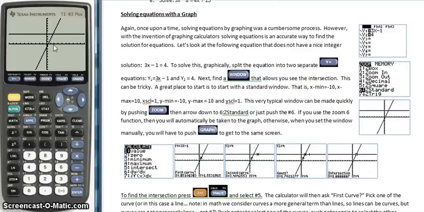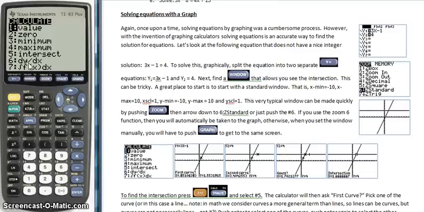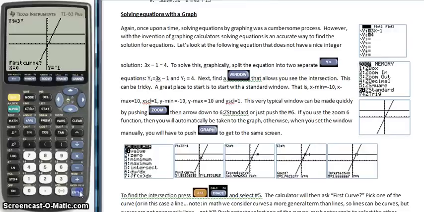but to find it exactly, you could push second, calc, and then either 5 or arrow down to the number 5. I'll do that. Arrow down to the number 5 and push enter. And it'll ask you first curve. Sometimes when we don't have just lines, we'll have curves. They call lines curves. So it's asking you, is this the first thing you want to look at? And the answer is yes.